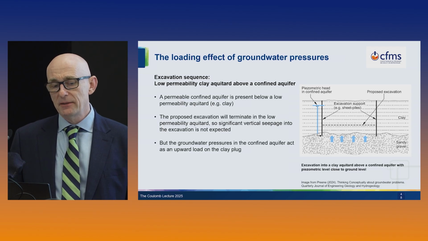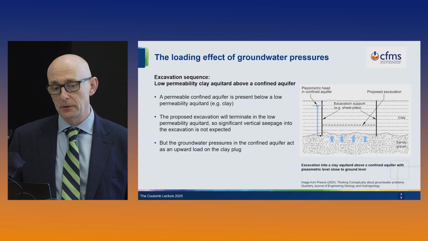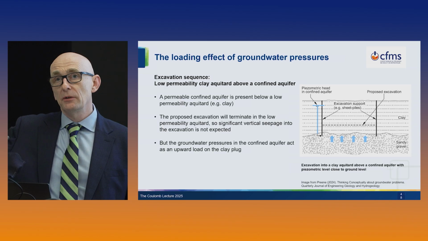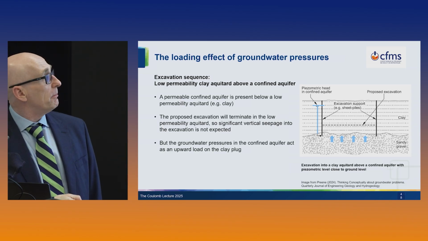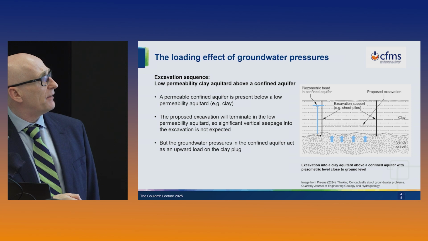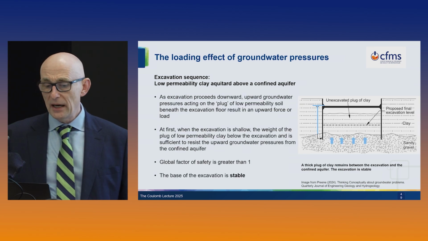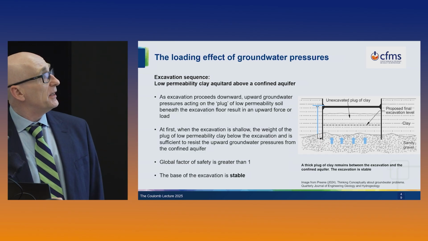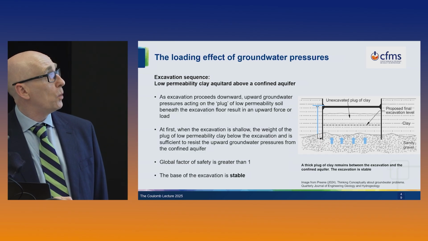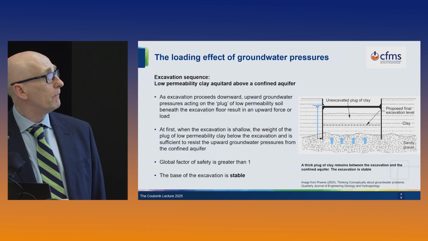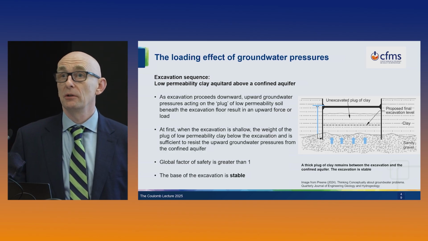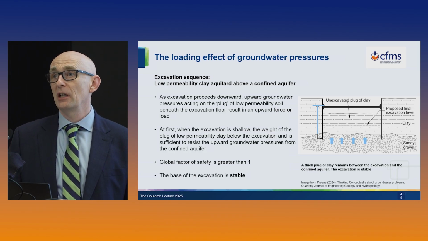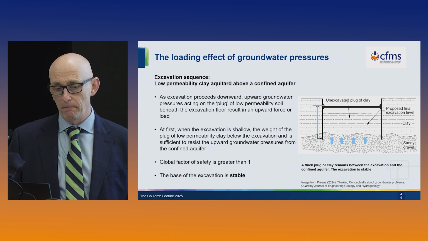So we're talking about excavating down through a low permeability stratum, and we're going to stop in that stratum. We're not going to get to the aquifer below us. But we need to remember that the water pressures in this confined aquifer act upwards on the bottom of this clay plug. So we excavate down part of the way, and at this point the excavation is still stable because the weight of this clay plug here is more than sufficient to counteract the upward groundwater pressures. We would say this has a global factor of safety greater than 1, and it's stable.